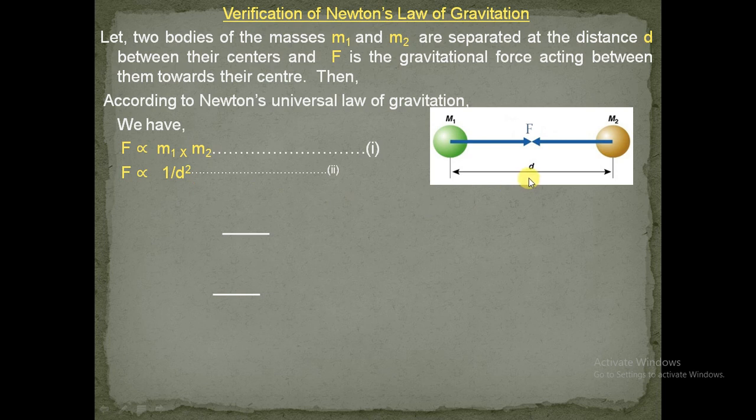It means that if the distance between the two bodies is decreased, gravitational force will increase, and if the distance between two bodies is increased, then gravitational force will decrease because they have inverse relationship.